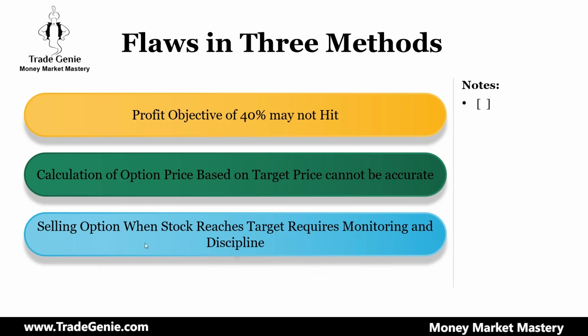And the third one: selling the option when the stock reaches target requires monitoring and discipline. So this one is, you need to be present. You bought at $3 and now you want to sell Apple calls at 155. So you're watching your stock chart. This requires discipline. When the stock is hitting 155, you really need to sell. Otherwise, if you're not disciplined and you're changing your sell orders right when the stock is hitting, you may be missing out.